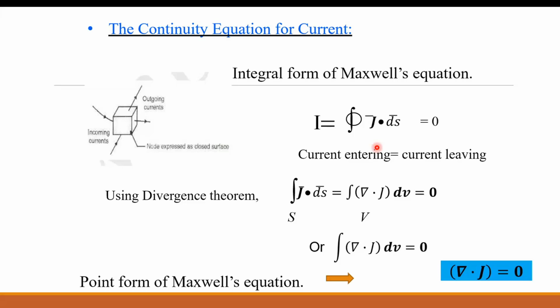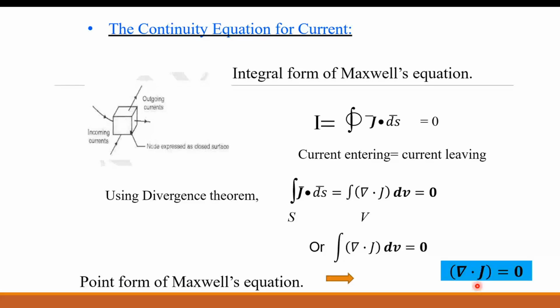So we can use the divergence theorem to convert surface integration into volume integration. So J bar dot ds bar is equal to del dot J into dV is equal to 0. This is volume integration. And hence we can write del dot J is equal to 0. So this is the final fifth equation, point form of Maxwell's equation derived from the continuity equation. Okay, so this is the integral form and this last equation is point form.